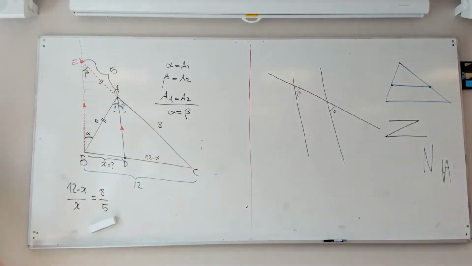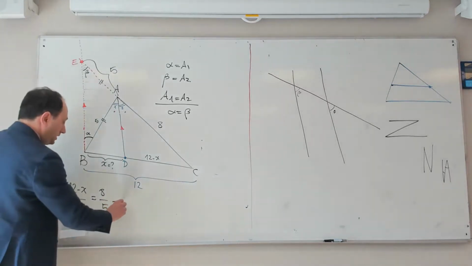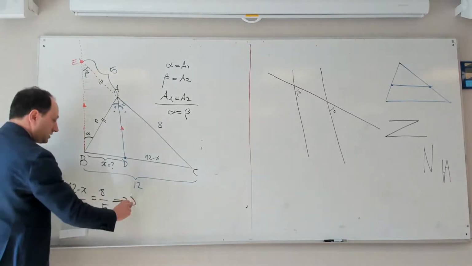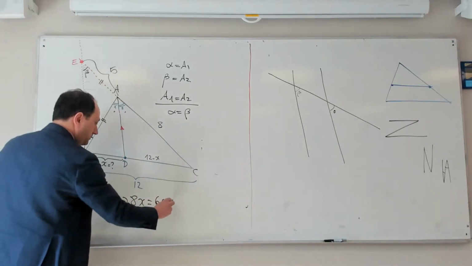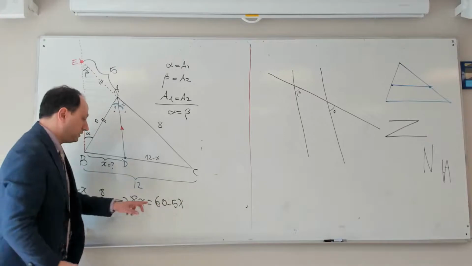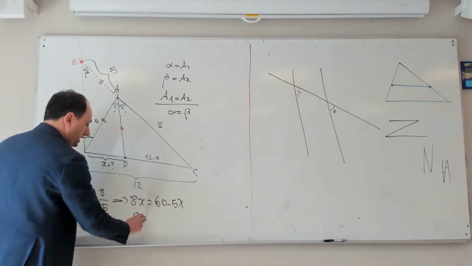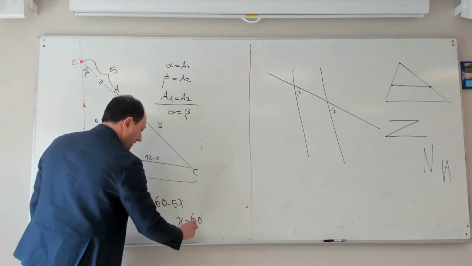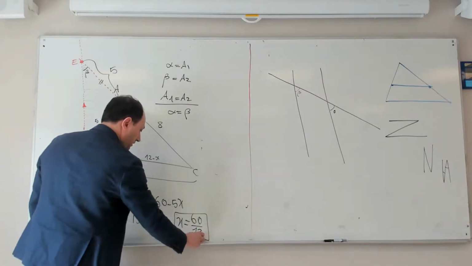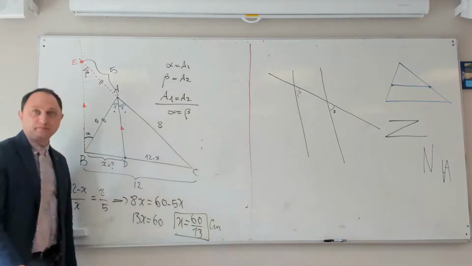And what is left here for me? Just x. So you solve an equation. So what does it mean? It means that 8 times x is equal to 5 times this, which is 60 minus 5x. I move it to the right hand side, it becomes 13x is equal to 60, and then x becomes 60 over 13 centimeters.